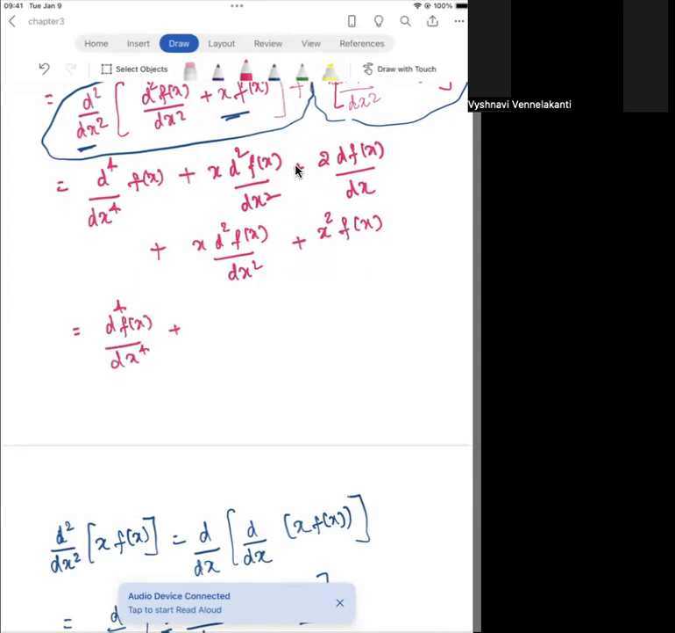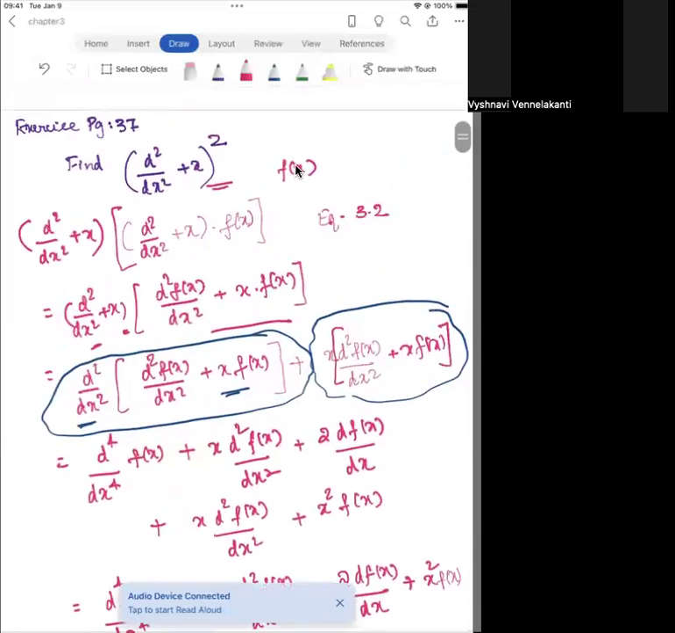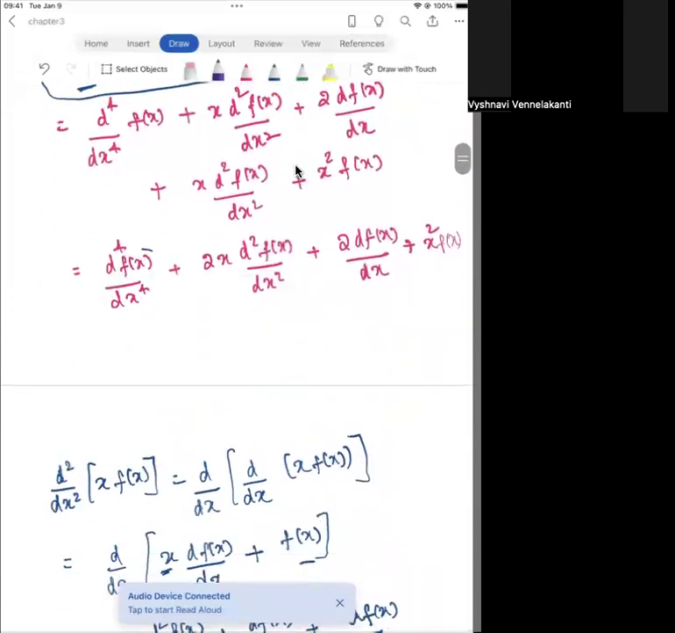We have, to the second derivative, two terms, so it's going to be 2x d squared f of x over dx squared plus 2, plus x squared f of x. Now we're going to simply delete the function on both sides, right? So we're going to take this function out on the left-hand side and f of x out on the right-hand side as well.